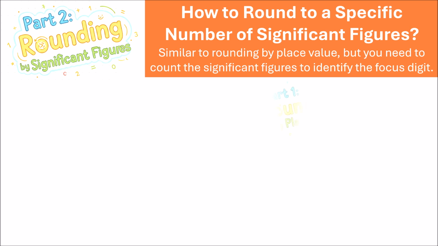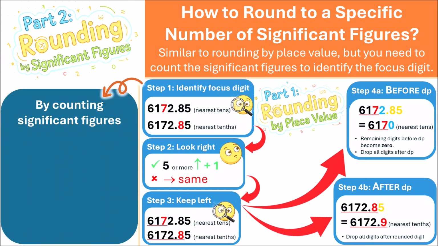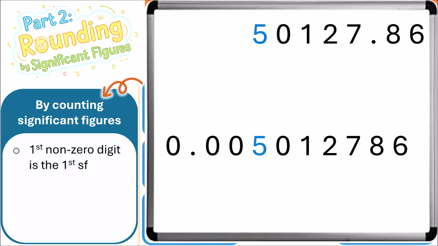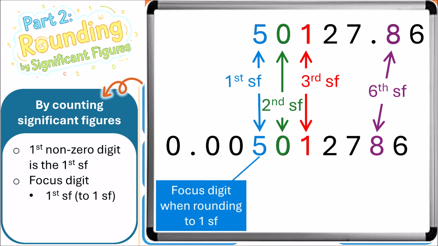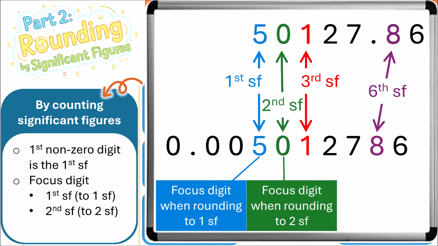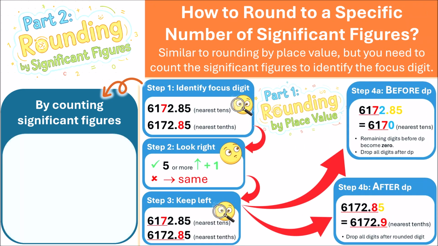The process is similar to rounding by place value, but you need to count the significant figures to identify the focus digit. Note that the first non-zero digit is the first significant figure, and the focus digit corresponds to the ordinal position of the significant figure. So the focus digit is the first significant figure if you are rounding to 1 significant figure. It is the second significant figure if you are rounding to 2 significant figures. And it is the third significant figure if you are rounding to 3 significant figures, and so on. Now let's see how this unfolds in rounding pi.